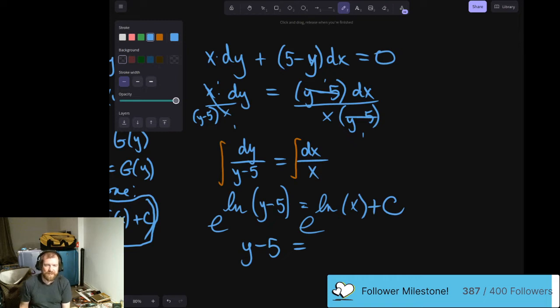What happens is we get two exponents which are being added, therefore we can split this into two different factors: e to the natural log of x, which is just x, times e to the c. And what is e to the c if not just some c? It doesn't matter, it's just a constant, so it's fine. So we end up with y is equal to cx plus 5.